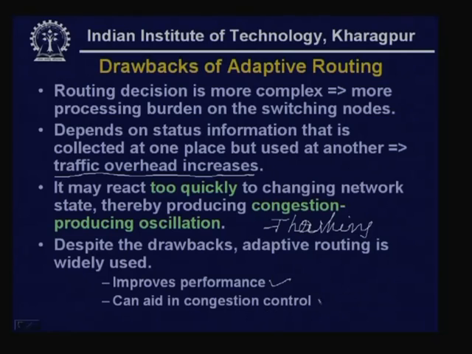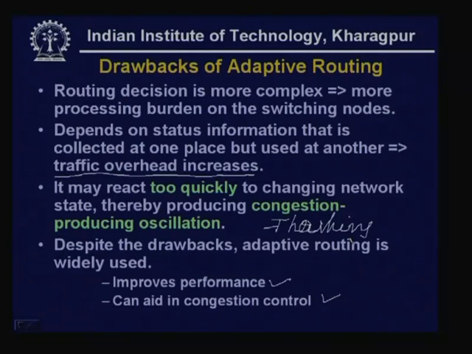However, in spite of these drawbacks, adaptive routing is widely used because of improved performance and because it can aid in congestion control. So, although it is complex, although it may lead to some congestion producing oscillation, adaptive routing is still preferred because it improves the performance of routing, and also it can aid in congestion control. As we shall see in the next lecture, congestion is a very important aspect of packet switched networks, and congestion has to be controlled at any cost, and adaptive routing will help in minimizing the possibility of congestion.